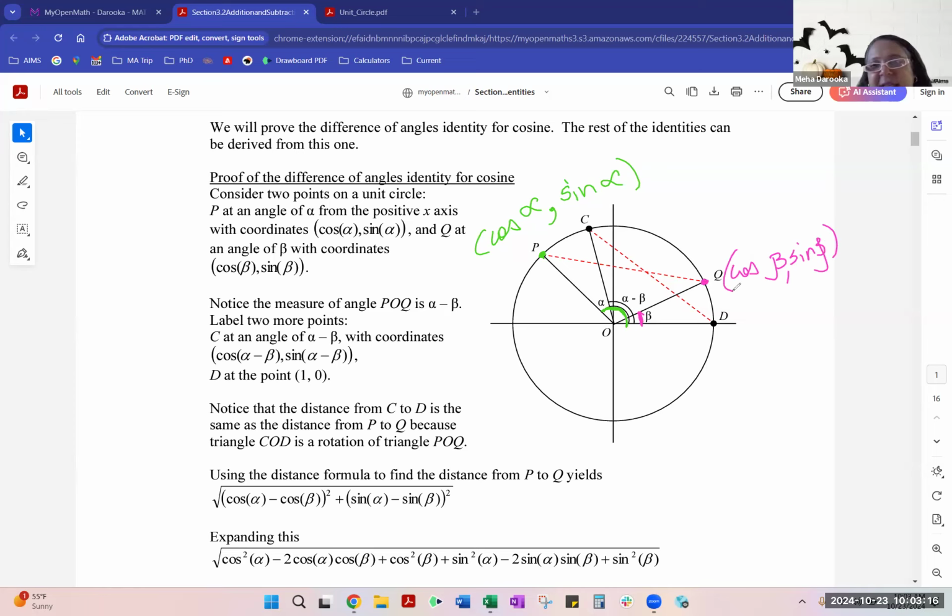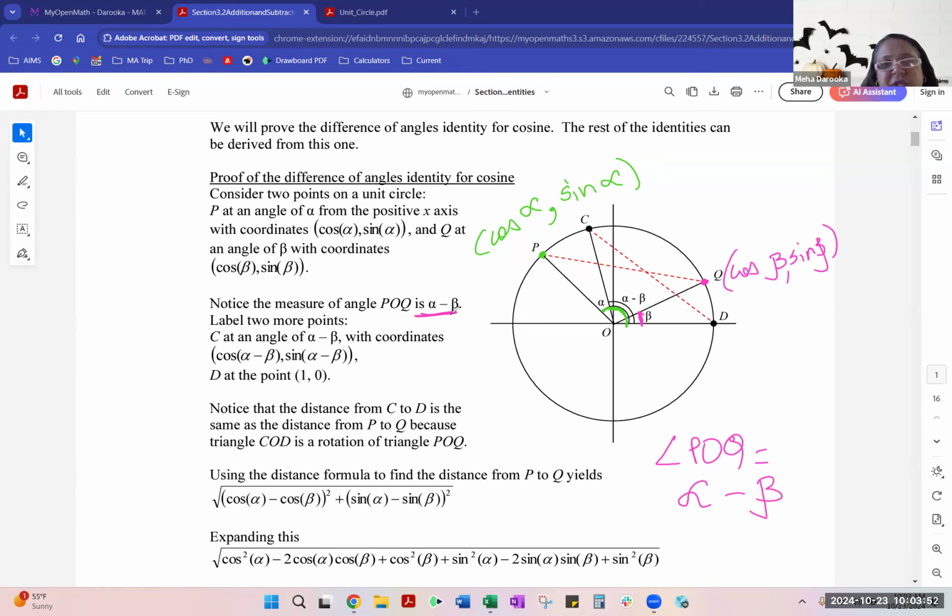So basically if you look at the angle that is formed with P, O, and Q, let me get my pointer here. We're talking about this angle here, P, O, and Q. Basically that angle POQ is going to be the larger angle alpha minus the smaller angle beta. So that's where they're coming from, POQ as the angle being alpha minus beta.